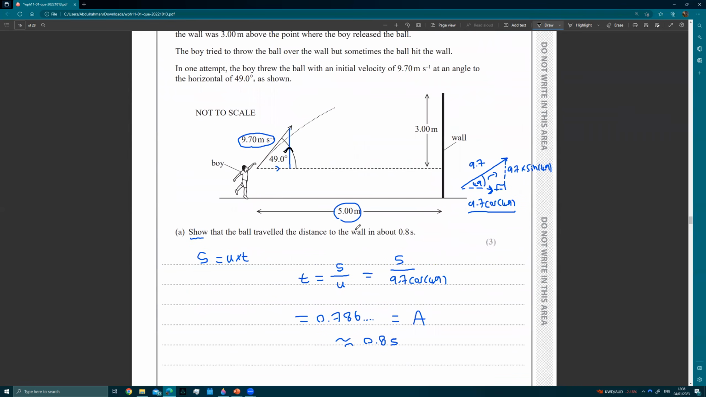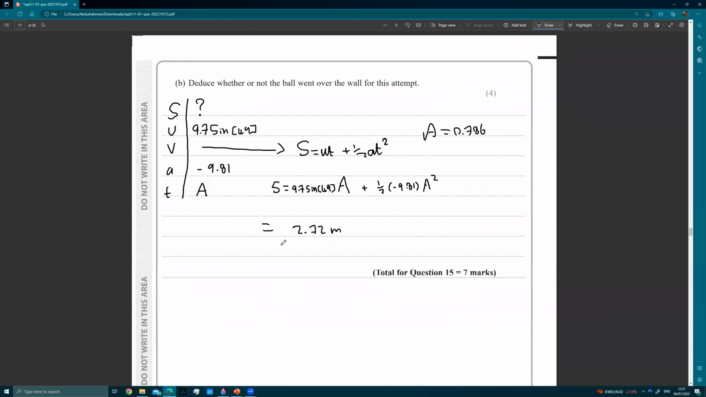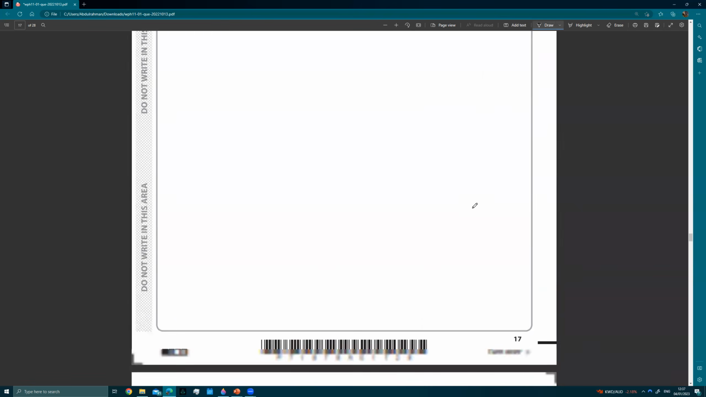By the time I traveled 5 meters, which was 0.8 seconds later, I would be 2.7 meters above my initial starting point. Meaning, no, the ball would not have gone over the wall. So let's write that down: 2.72 meters is less than 3. Therefore, it did not go over the wall. Okay, so let's carry on.